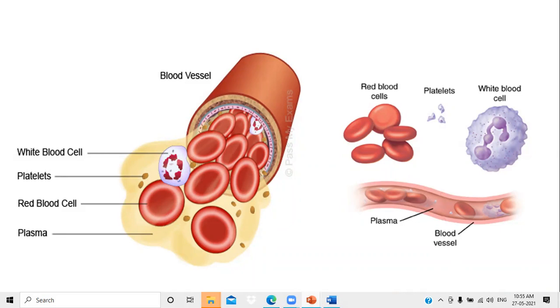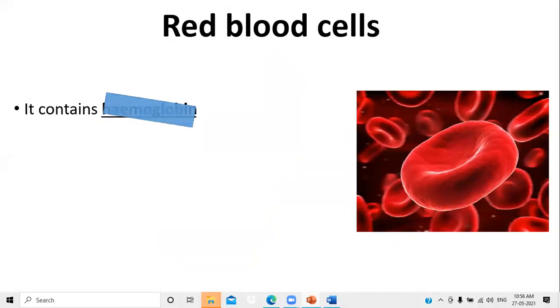The plasma does not only carry the blood cells, it also has a job. The job of the plasma is that it contains all the nutrients that your body needs. If there are any minerals or vitamins that you got into your body from the digestive system, the plasma is the one that carries all of those and gives them to the rest of your organs. All right, guys? Is it clear so far?